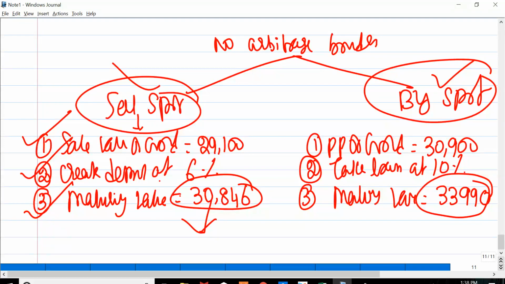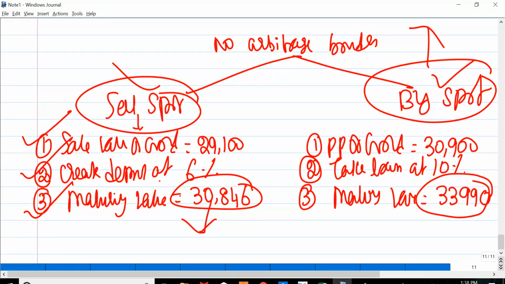Now buy the gold at 30,000 and earn 846. Any doubts on this? Able to understand this? Clear, not clear? Similarly, if this was the strategy, what will happen is, if the price is anywhere above 33,990, if the price is 35,000, I can have an arbitrage.